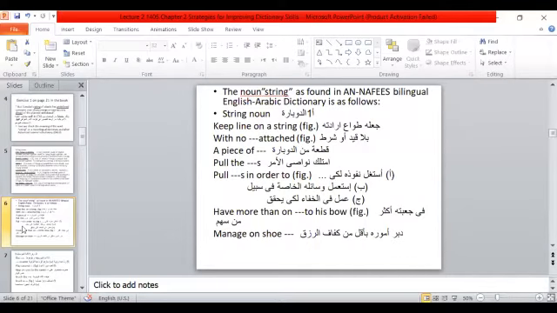Pull the strings, امتلك نواصي الأمر. Pull strings in order to, استغل نفوذه لكي. Have more than one string to his bow, في جعبته أكثر من سهم. Manage on a shoestring, دبر أموره بأقل التكاليف.